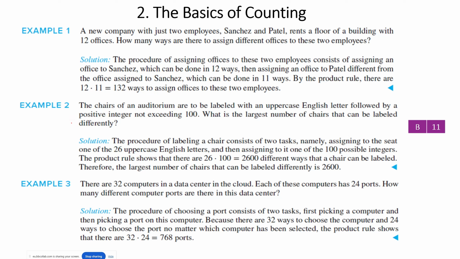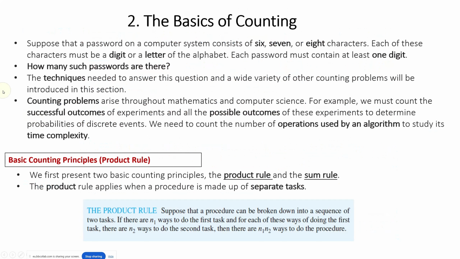So what is it called? It's called the basic counting principle, the product rule, because we make a product, we multiply. So when do we use the product rule? If we have, let's say, 2 steps, step 1 and step 2, and step 2 depends on step 1. Step 1 is assigning an office, and once we assign an office, step 2 is affected by step 1. That's when we use this product rule.